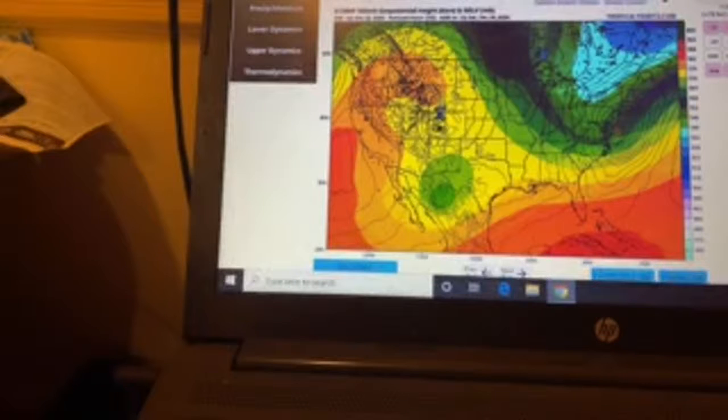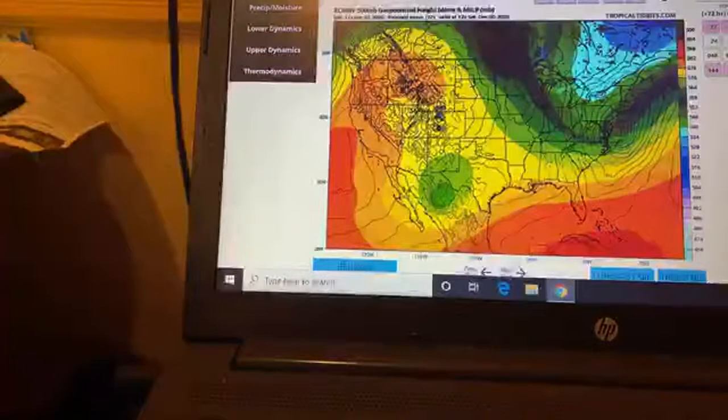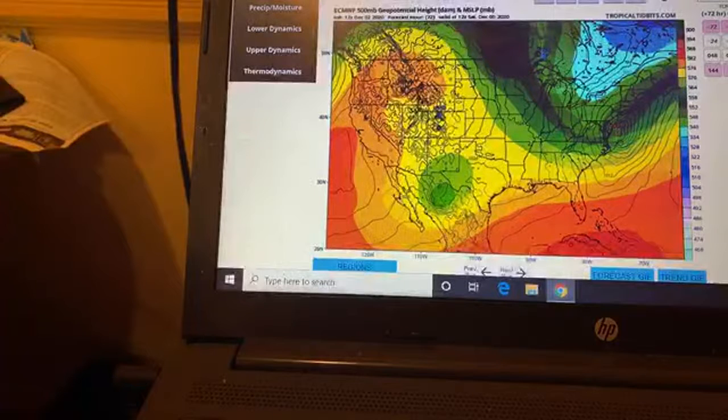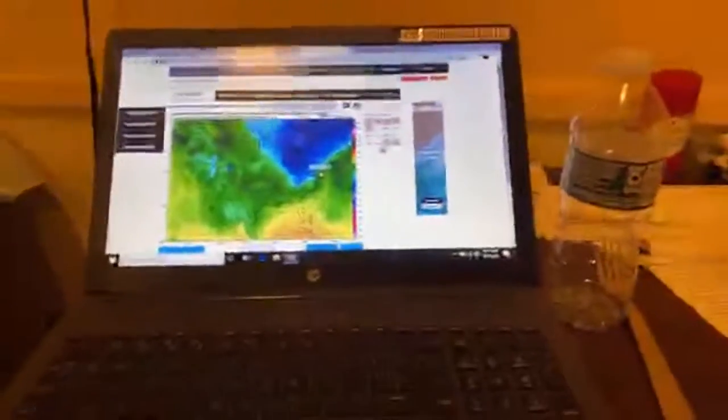So you have a 993 millibar low, a strengthening storm, thermodynamics. These models are also not doing very well with dynamic cooling. That's what they need a lot of help with.